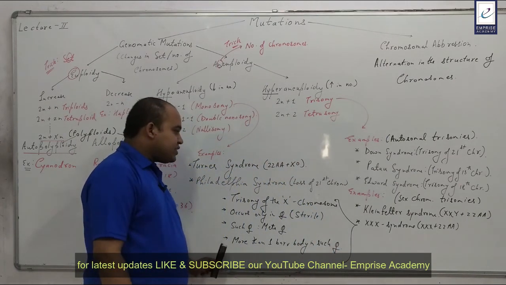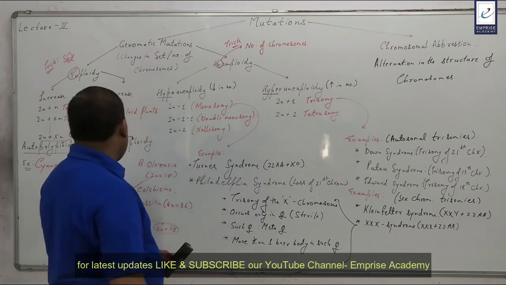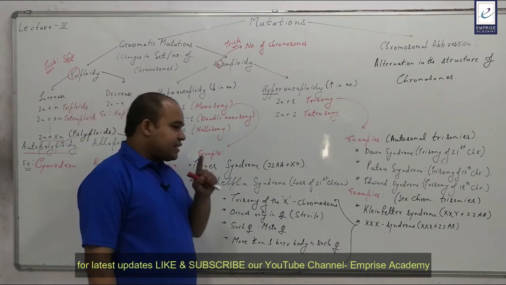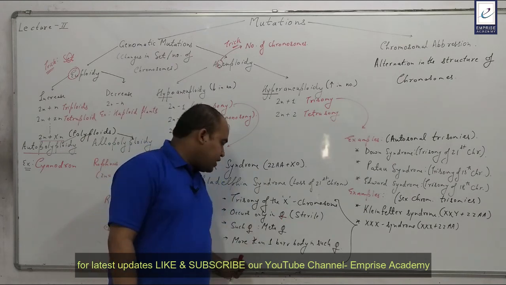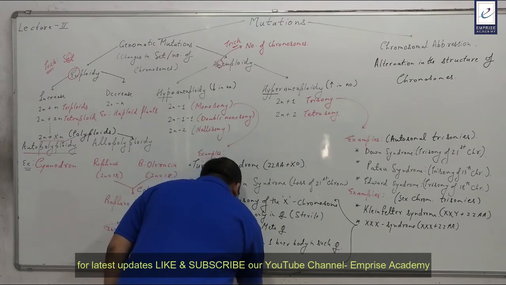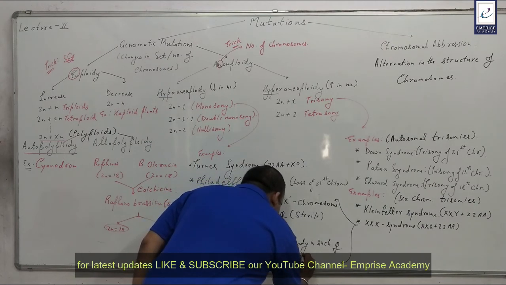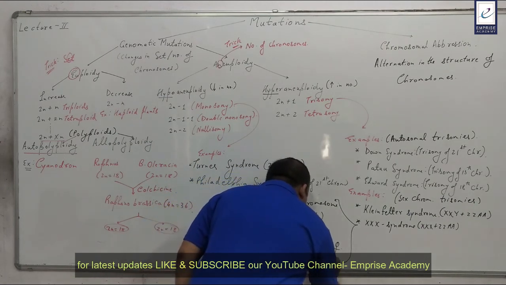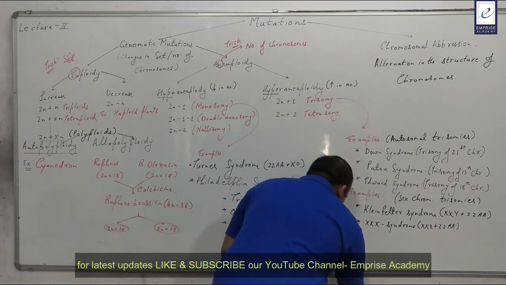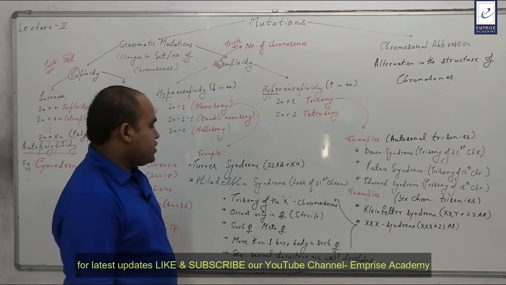Secondary sexual characters are adequately developed, but the female is sterile. Here, in the case of Turner syndrome, the secondary sexual characters were ill developed. Here they are better developed but still sterile. Secondary sexual characters are well developed. Okay, so these are some of the examples.